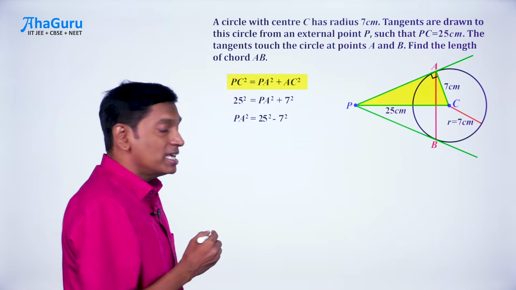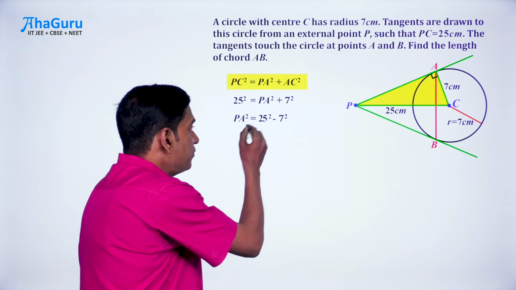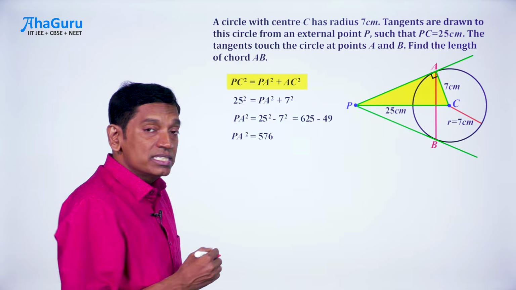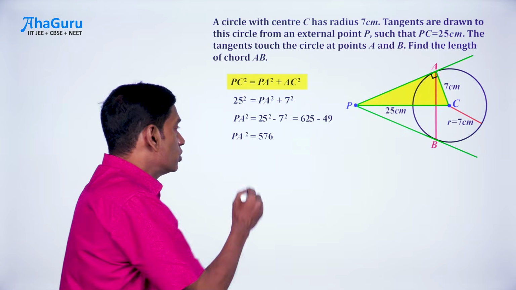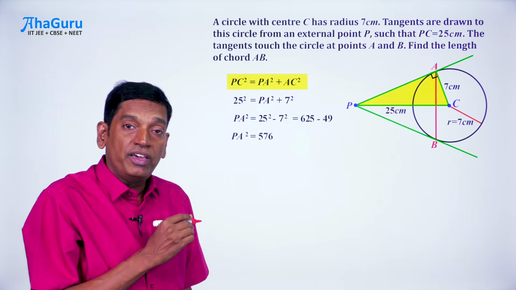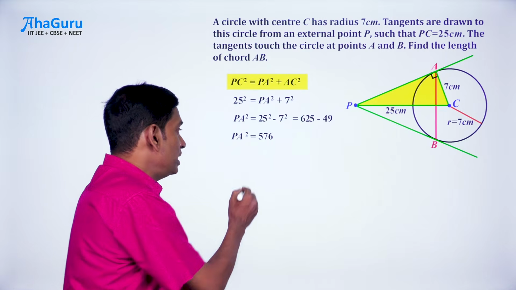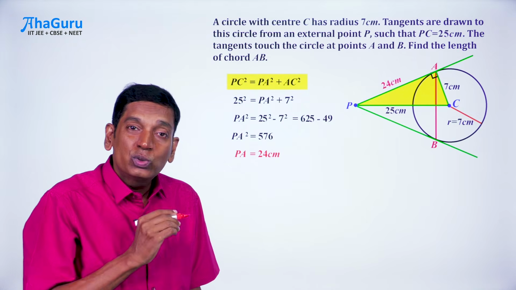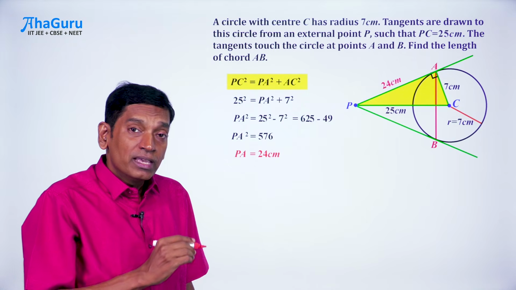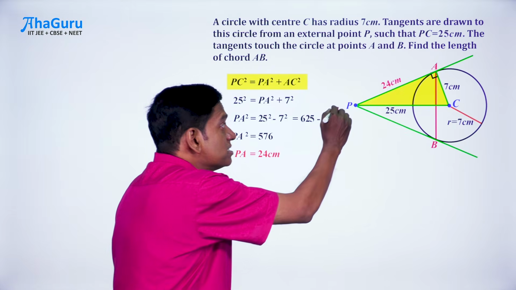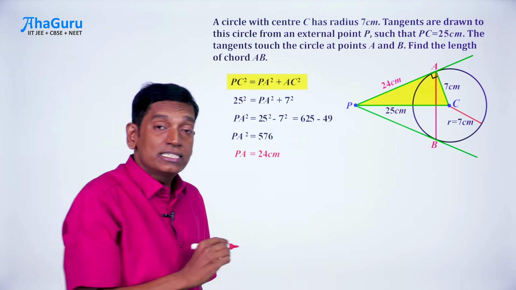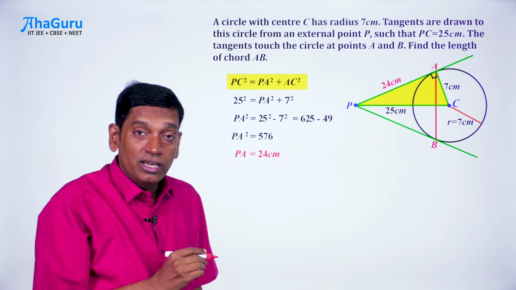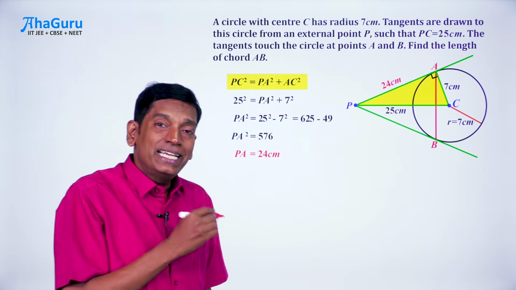We can simplify this as PA square equals 25 square minus 7 square equals 625 minus 49, which is 576. So PA will be root of 576, which is going to be 24 cm. So let's mark PA as 24 cm. Is that all? No, we have just solved for the length of the tangent. But the question that's asked is the length of the chord AB. So how do we proceed now?